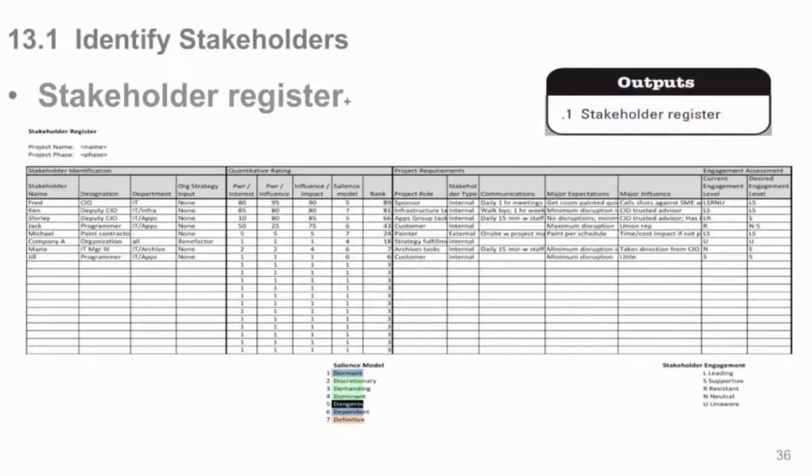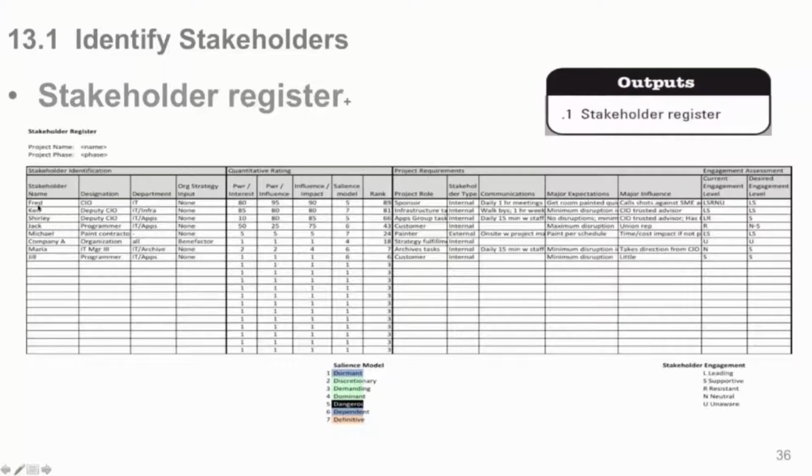Let's look at this. Of course, up here is your project name and phase, if that applies. But here's the big deal: your stakeholder names are listed down here. There may be 100 of these people. It depends on your project and how good you are at identifying those that can be involved or impacted by the project. So you'd have their name. Here's Fred. He's the CIO. He's in the IT department. He was not involved necessarily in the input to the organizational strategy that spawned this project.